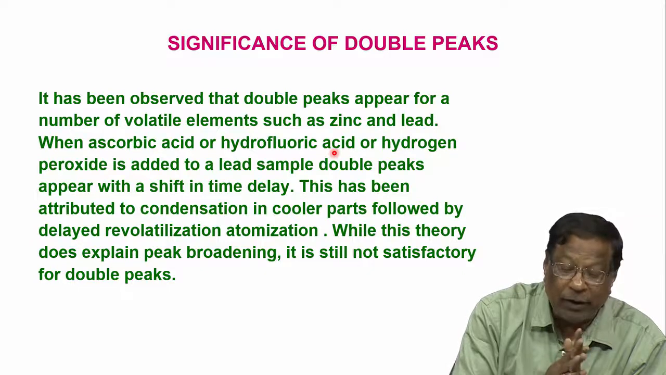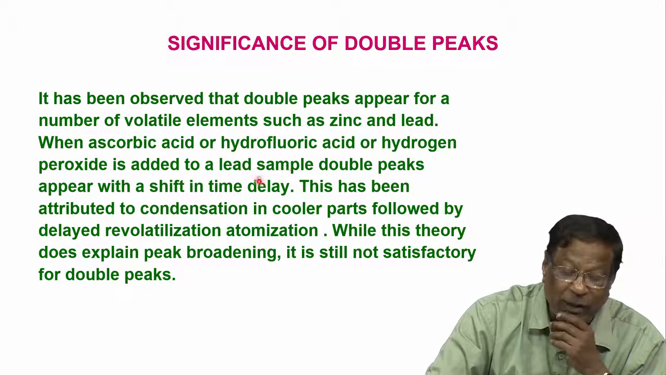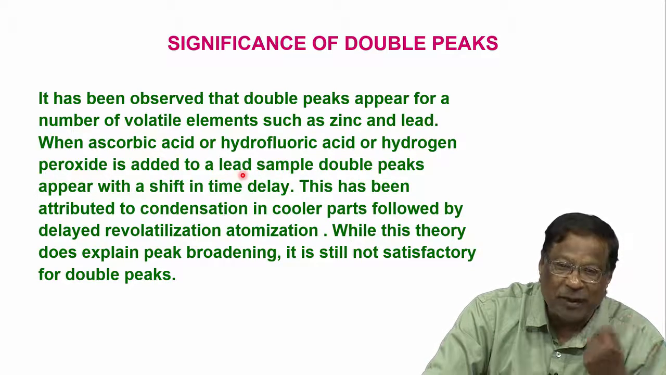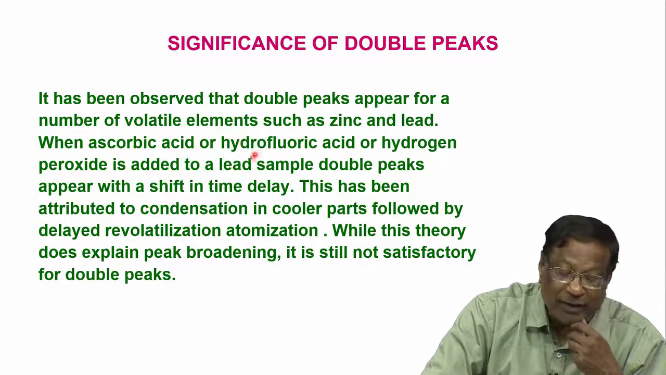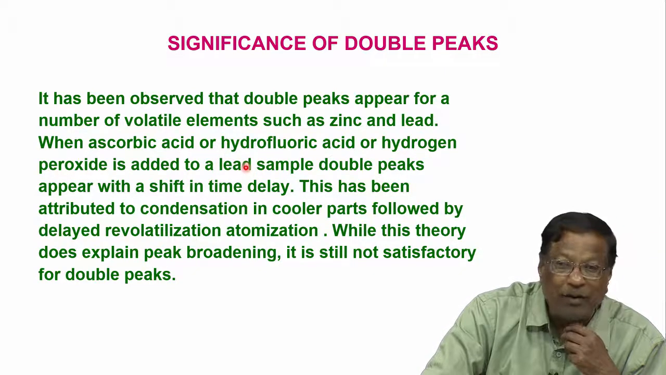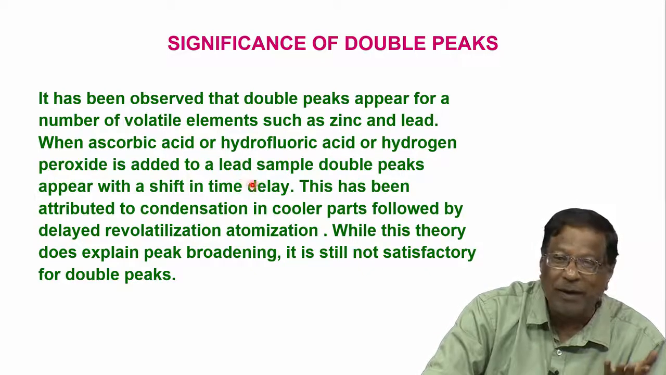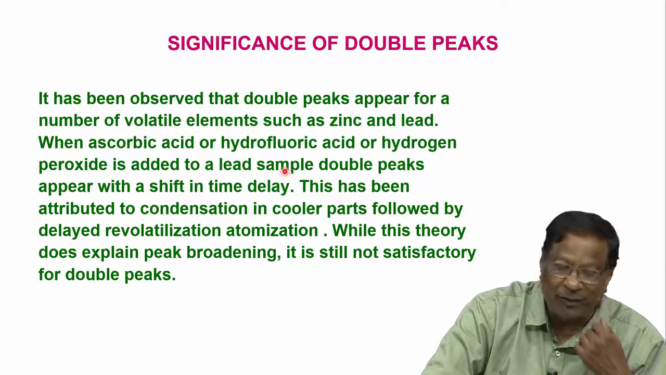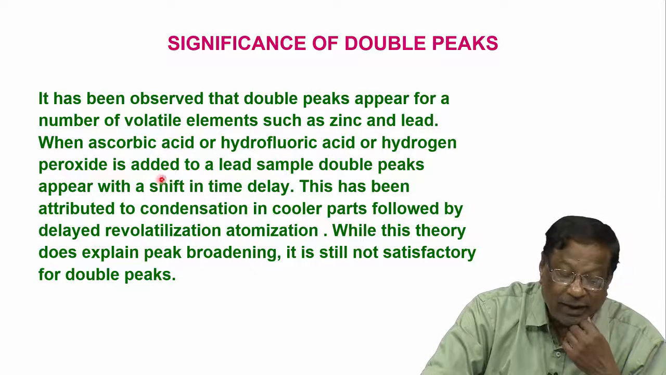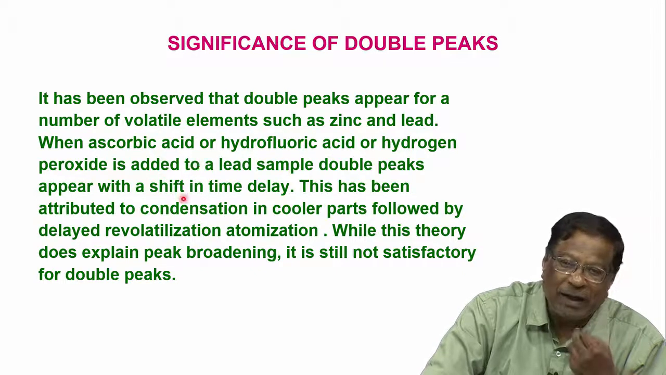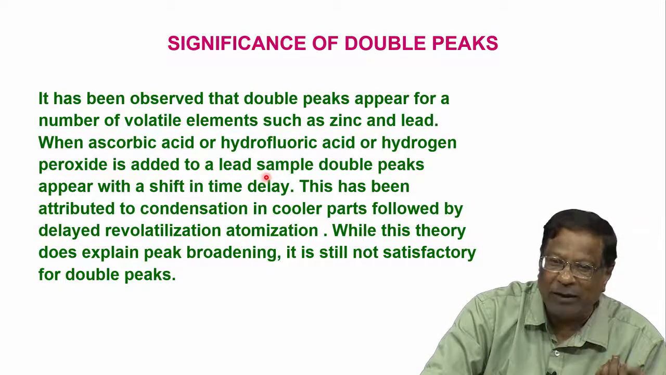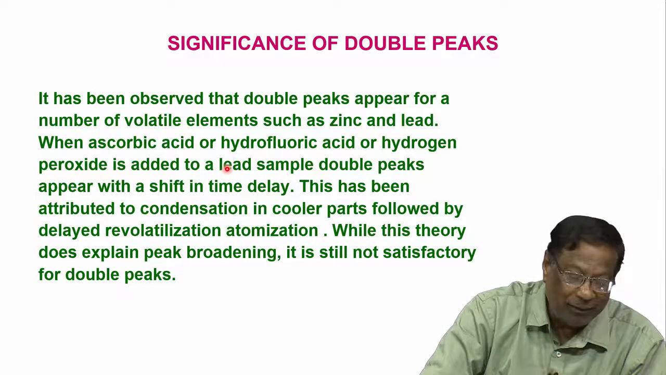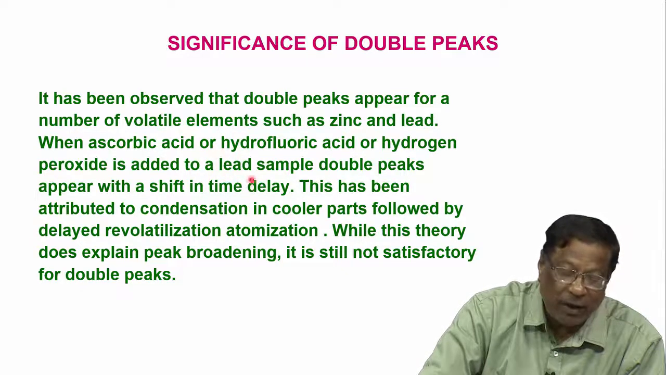So, what we do is when ascorbic acid or hydrofluoric acid or even hydrogen peroxide is added to lead sample, double peaks appear. You do not add ascorbic acid HF directly knowingly, but sometimes if it is associated with the sample, instead of seeing one peak you will see double peaks. So, what to do under such circumstances? There will be 2 peaks, there will be a time delay. So, you have to integrate either both peaks or take single peak. Single peak means again you need software to determine the peak area or peak height.